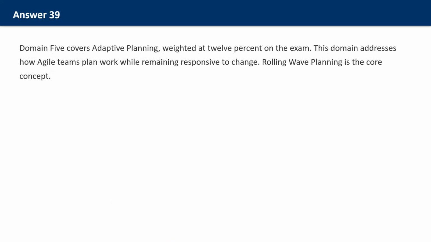Domain 5 covers adaptive planning, weighted at 12% on the exam. This domain addresses how Agile teams plan work while remaining responsive to change. Rolling wave planning is the core concept. It means we plan in waves, detailed for the near term, high level for the long term. As time passes and we learn more, we add detail to upcoming work while keeping distant work at a high level.